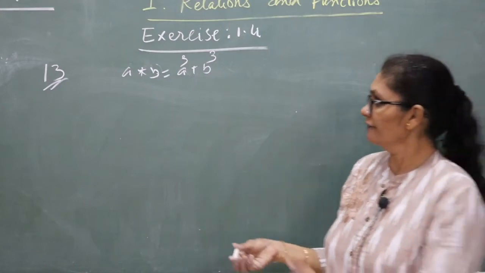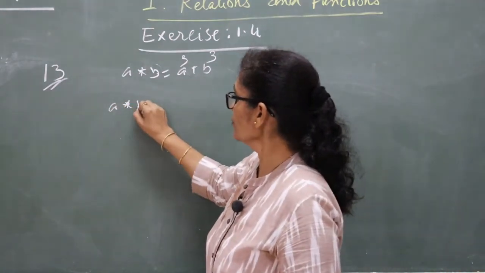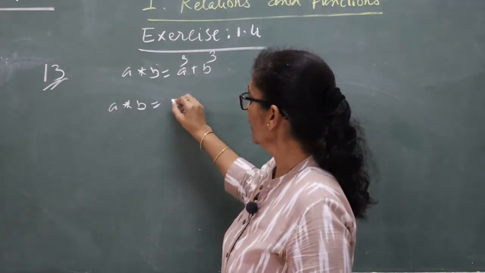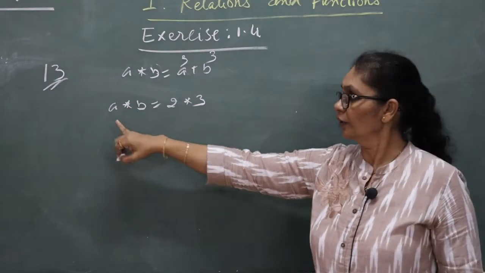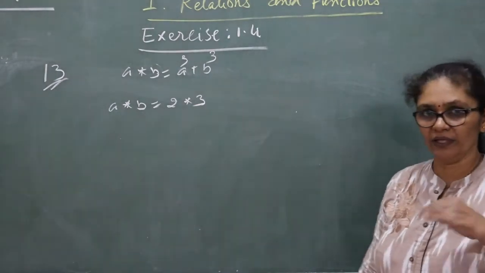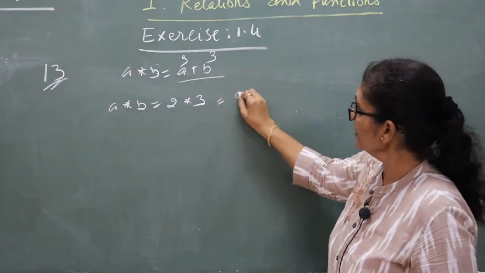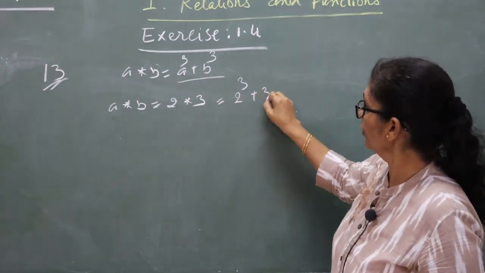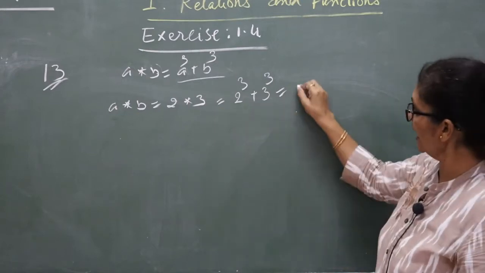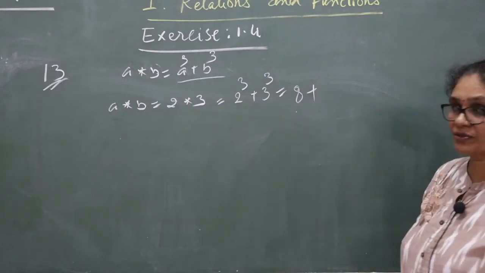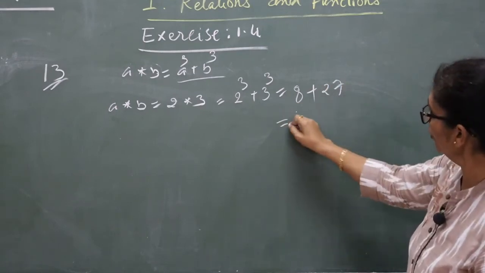Okay, let's check first. To check commutative, we take A asterisk B equal to 2 asterisk 3. In place of A I have taken 2, in place of B I have taken 3. So what is the condition applied here? That is 2 cube plus 3 cube. Okay, what is your 2 cube? 2 twos are 4, 2 fours are 8, and 3 cube means 3 threes are 9, 3 nines are 27. Okay, what is the total of it?